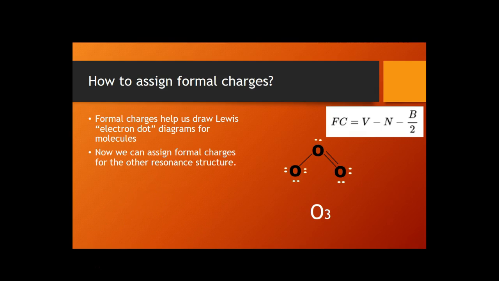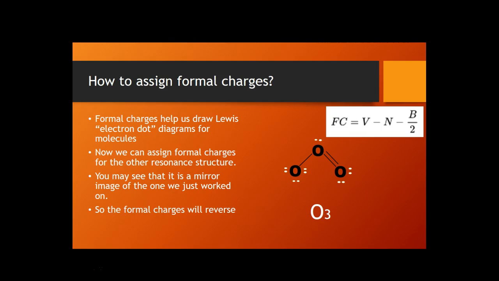Now we can assign formal charges to the other resonance structure to see if one's lower energy than the other. You may see that this is a mirror image of the one we just worked on. We could redo the numbers, but it's pretty easy. We just do it backwards. So the formal charge is reversed. And now on the left hand we have the -1, in the middle still a +1, and on the right we have the 0.